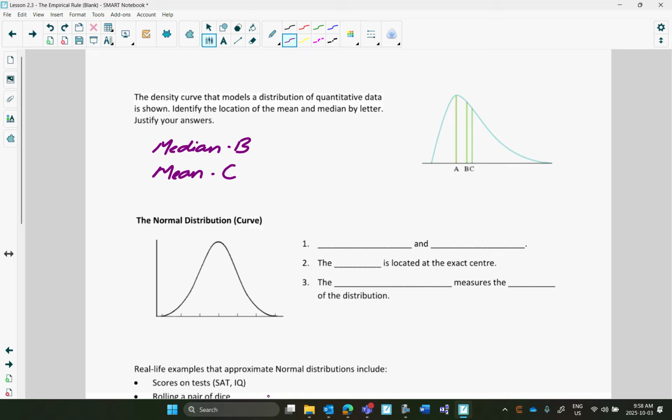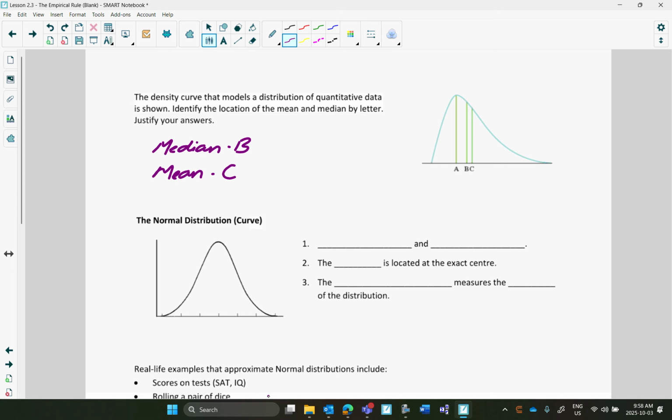Okay, we're going to focus on the bell-shaped one. This distribution is given a specific name. It's called the normal distribution, and this is called the normal curve. Remember, all the data values are in here.